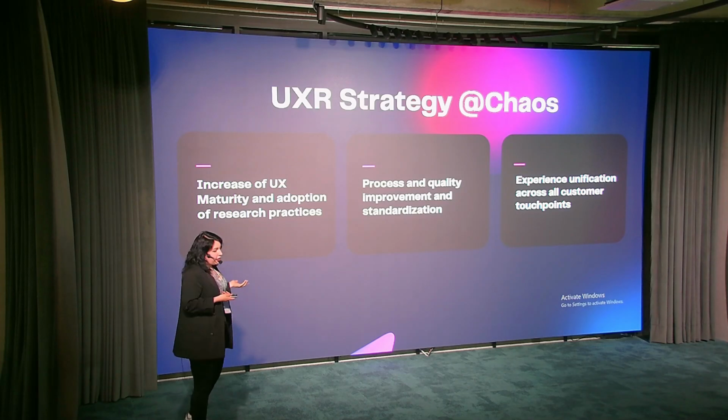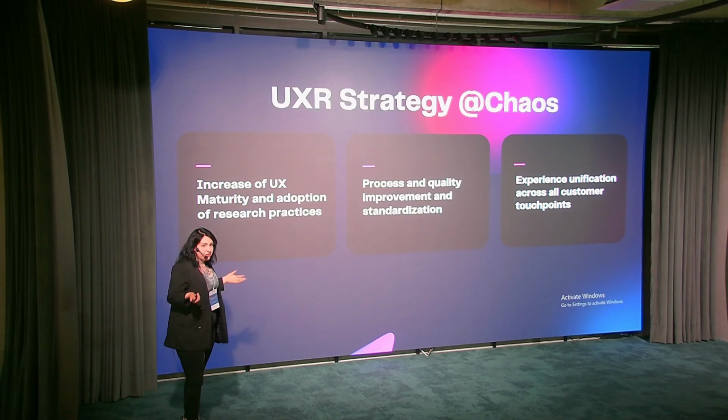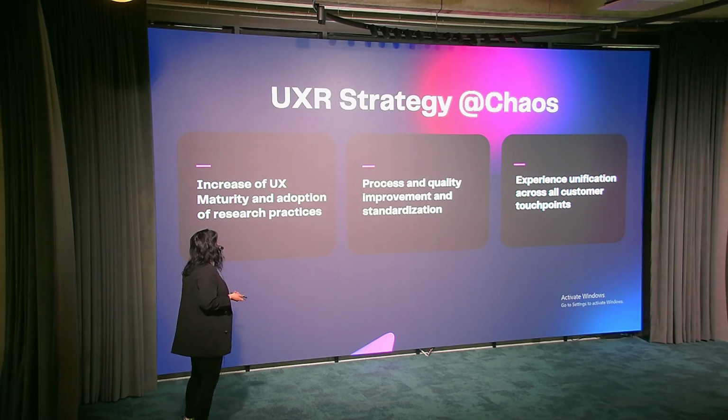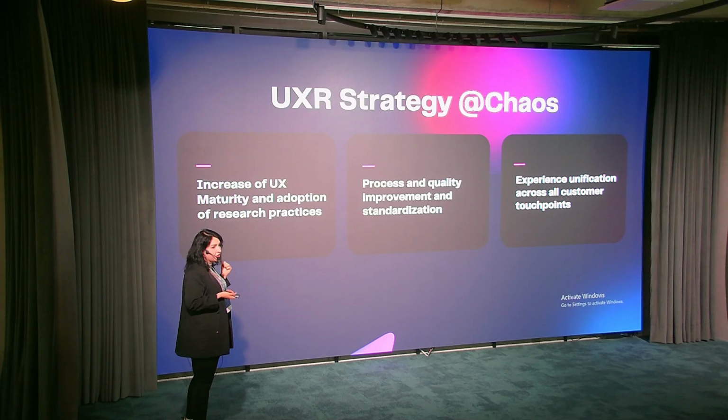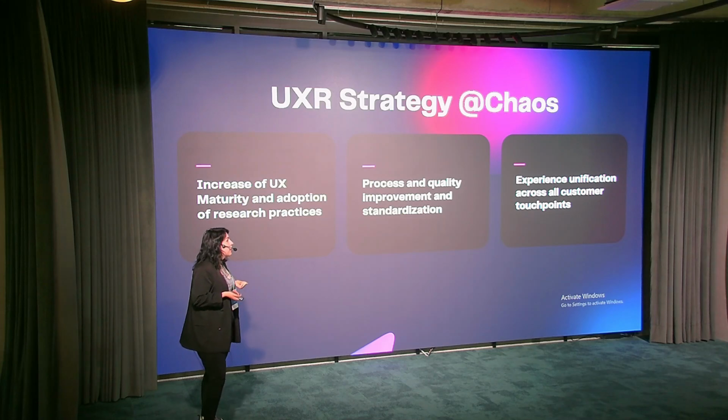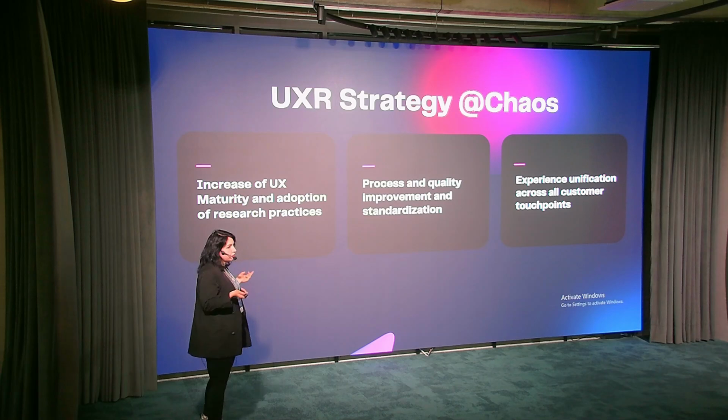So when I joined Chaos and I assessed the environment, I found the opportunities. The strategy, in my opinion, was very straightforward, very clear from the beginning. We had to increase the UX maturity and adopt different research practices. We had to achieve some kind of process and quality improvement and standardization across the different UX teams. And last but not least, we had to deliver some kind of experience unification across all customer touchpoints. Pretty straightforward, right?